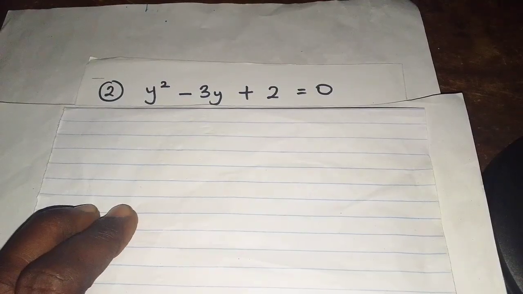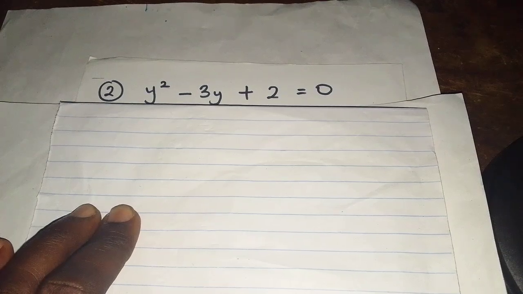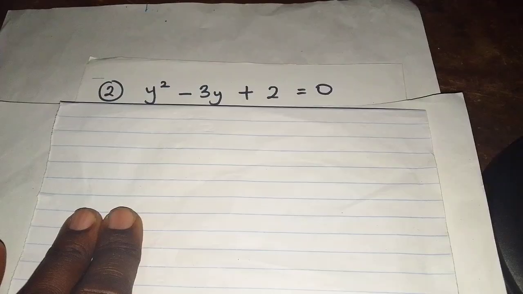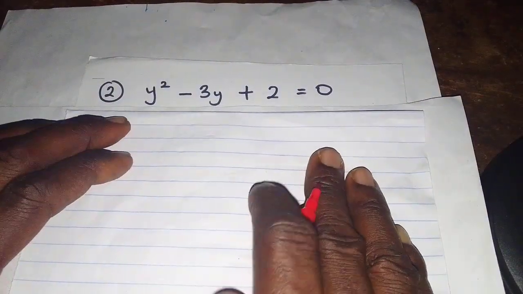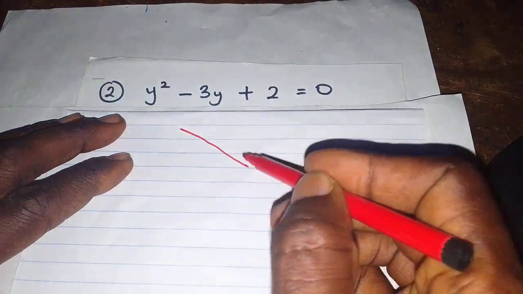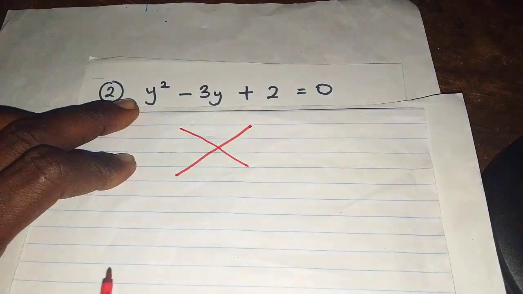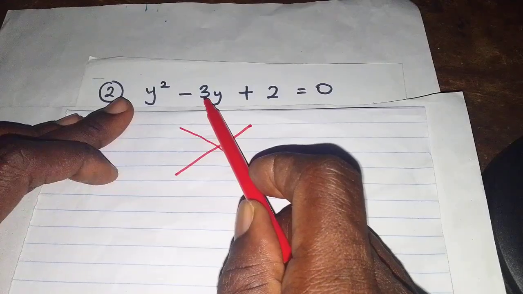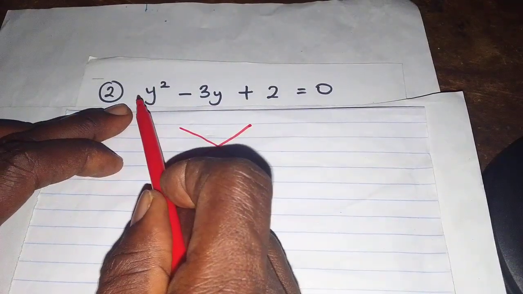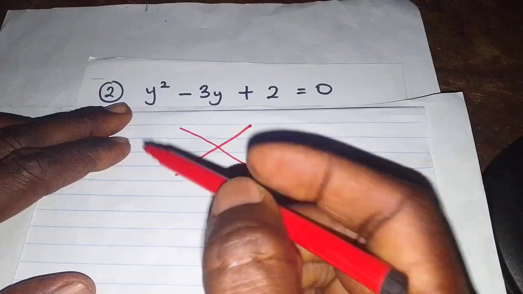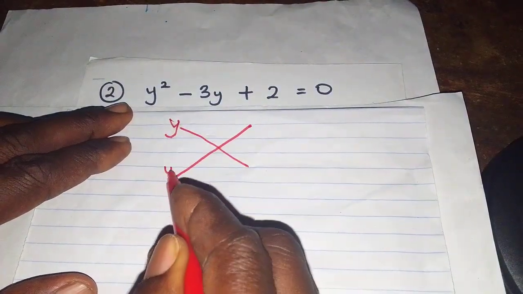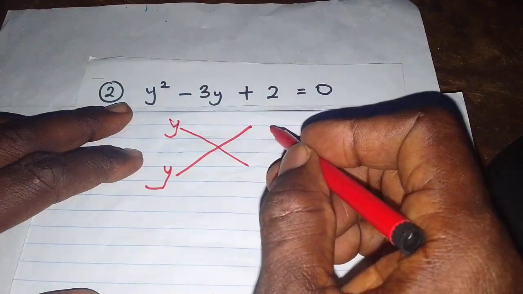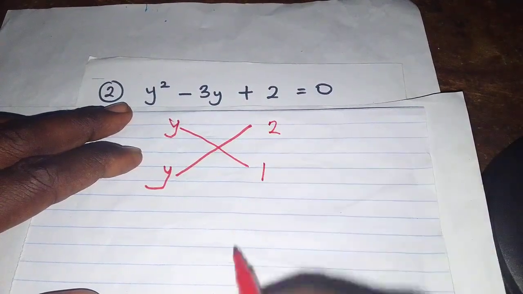Now let's look at another example. y squared minus 3y plus 2 equals 0. So we want to solve using factorization. Again, you are going to draw your lines. We say what you have in here will be a product, here also should be a product, then their sum should be the middle. So what do we multiply together that will give us y squared? y times y will give us y squared. What do we multiply together that will give you 2? That is 2 times 1 will give us 2.